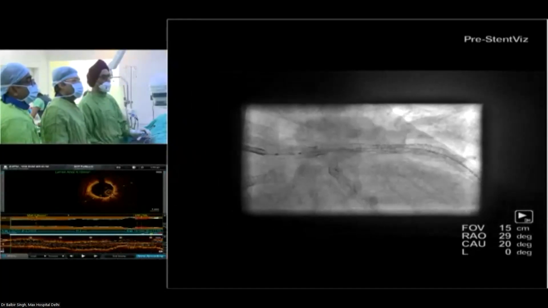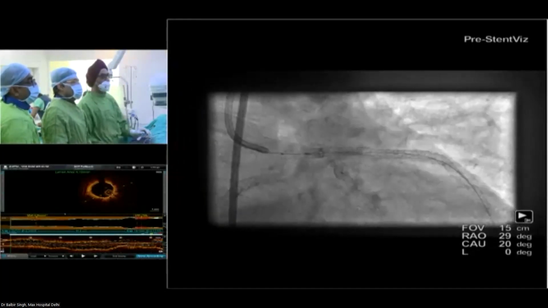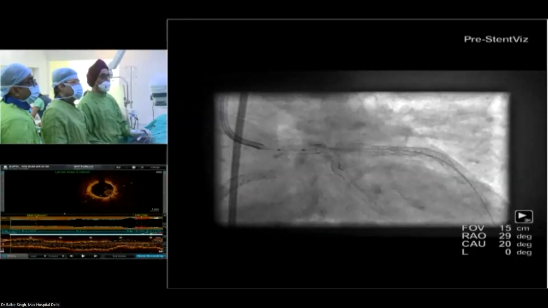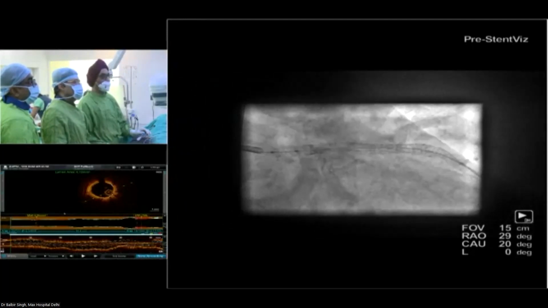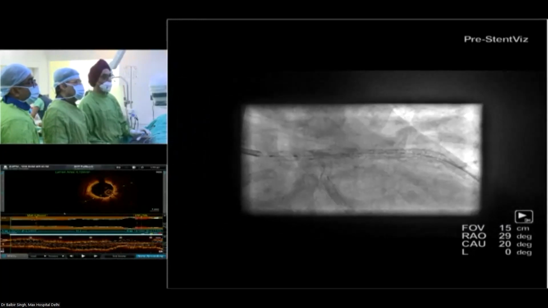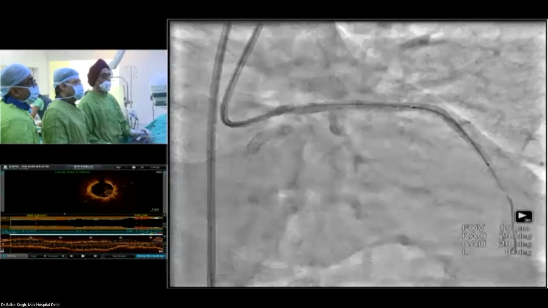So this is the fluoro image. We left you at this point. This is the final POT. We now have two stents in the left main, one across the bifurcation and the second one quietly missing the ostium of the circumflex so that we don't have to have 4 layers.